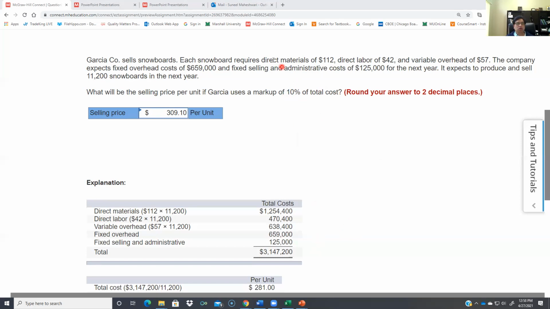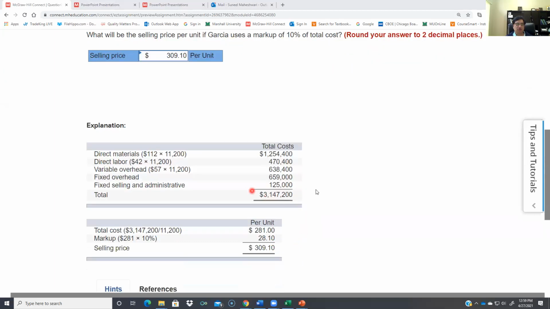So your total cost, if you're going to produce 11,200 snowboards and you've got $112 per unit of direct material, that means 112 times 11,200 is your direct material. Is this material cost okay with everyone, please? Yeah. Same thing with direct labor, $42 per unit for 11,200 units at 470,400, and same thing for the variable overhead. Are these three clear to everyone? Yes. Then you add your fixed overheads. These two are your fixed overheads that are given to you. So your total cost is 3,147,200.